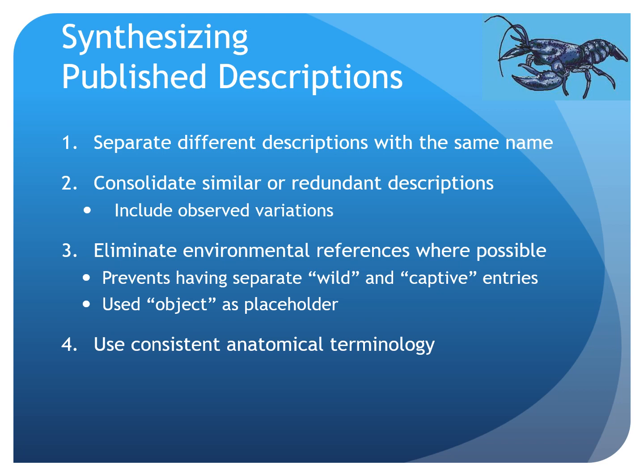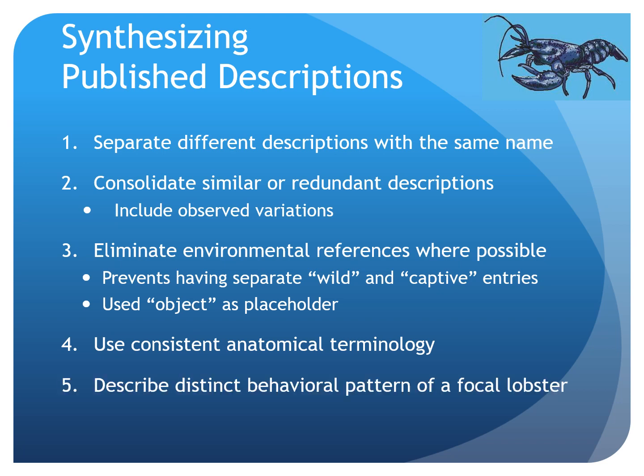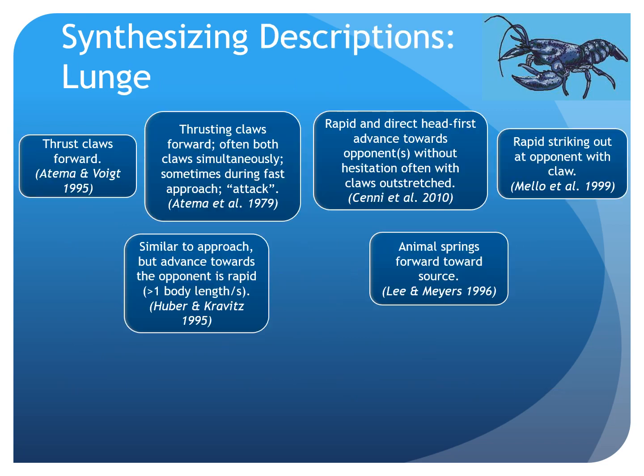Fourth, consistent anatomical terminology will need to be used to make each behavioral description as clear and comprehensive as possible. And finally, some behavioral descriptions had to be rewritten to ensure that they describe the behavior of a single lobster. In some cases, I had to break up published behavioral descriptions into several separate descriptions in order to maintain the focal animal requirement. To illustrate these 5 steps, I'll walk you through the process using the behavioral sequence lunge as an example.